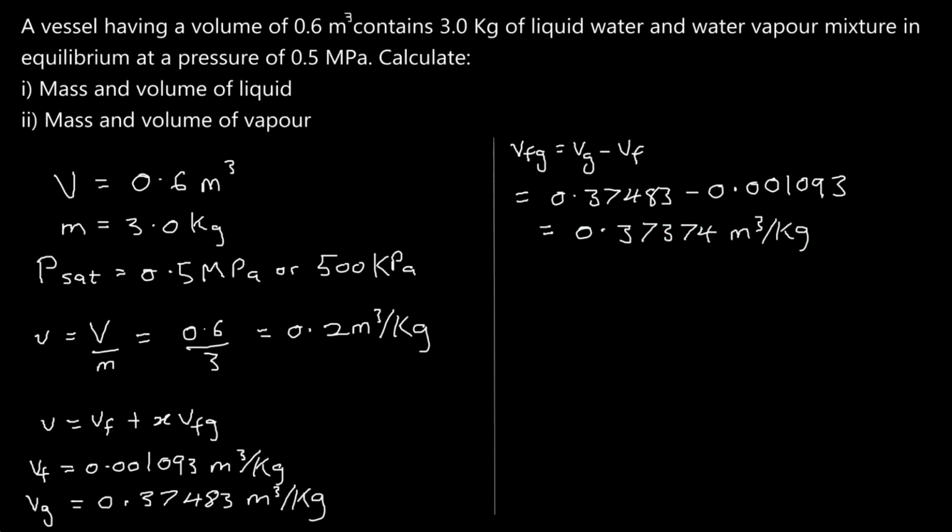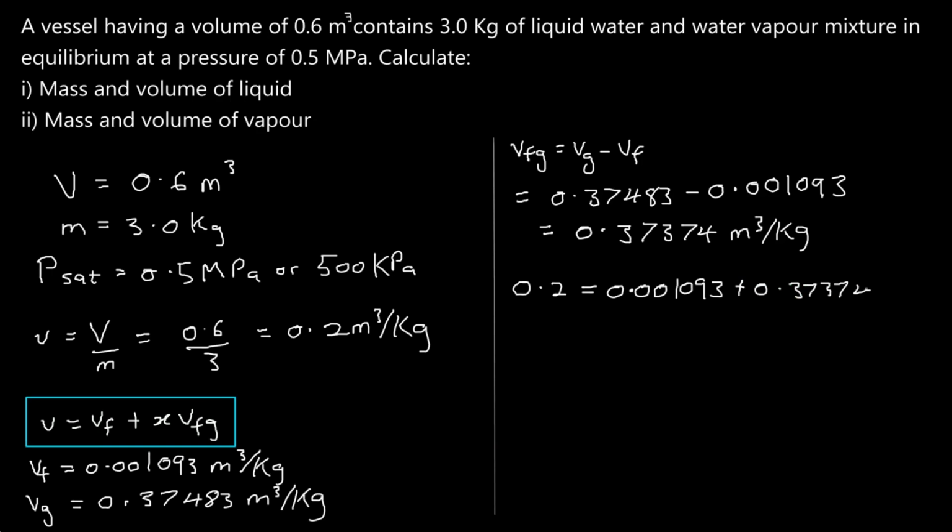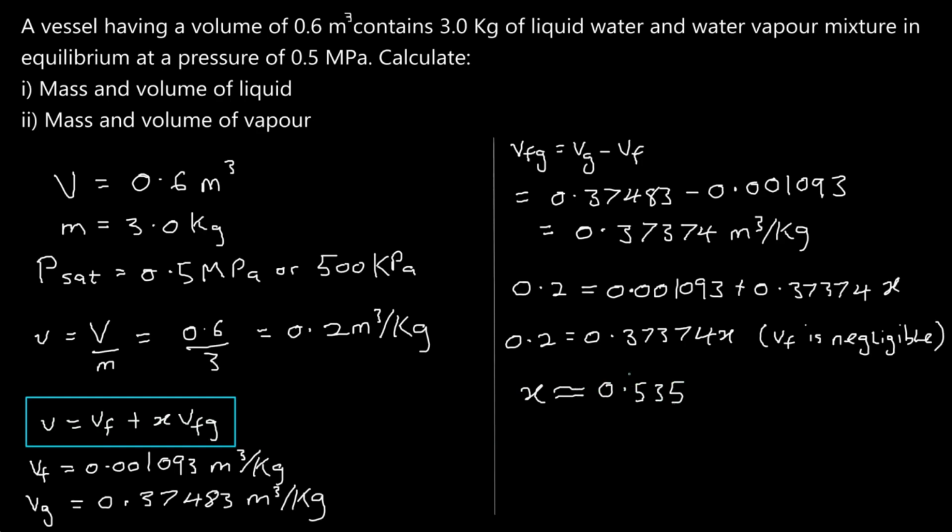So, substituting our known values into the equation, we have 0.2 equals 0.001093 plus 0.37374x, where x is our dryness fraction. So we can solve for our dryness fraction x, and we obtain it to be approximately equal to 0.535.